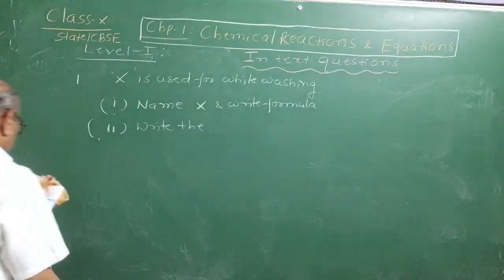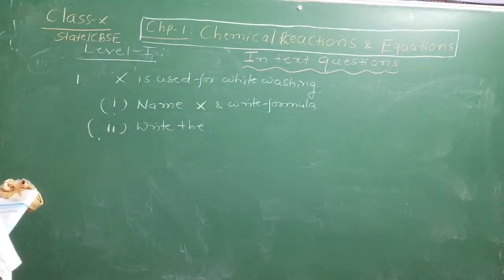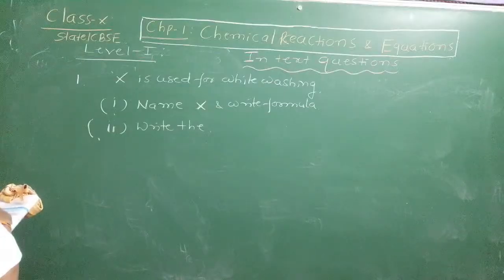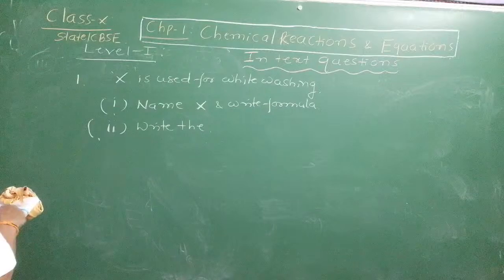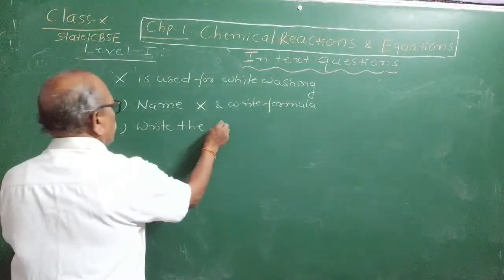A solution of a substance X is used for whitewashing. Name the substance X and write its formula. Write the reaction of the substance X named in one above with water.